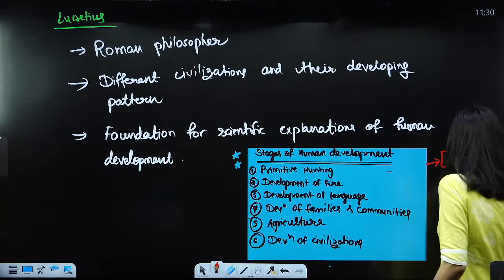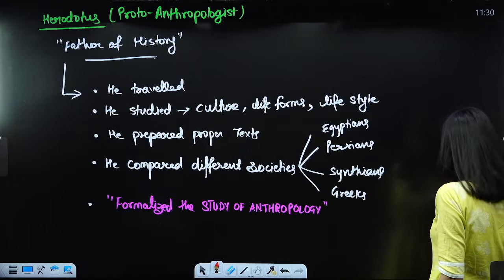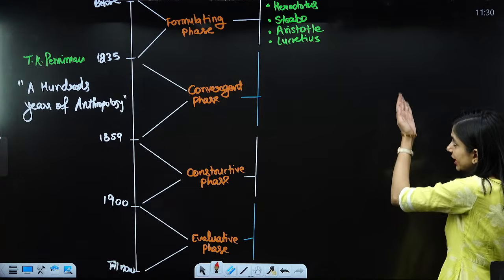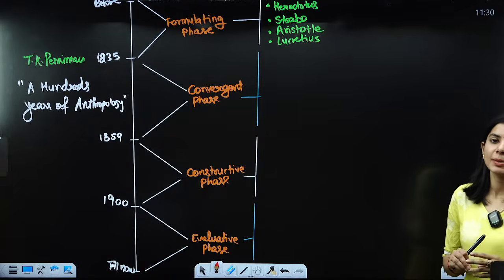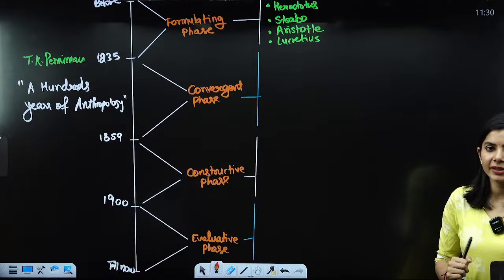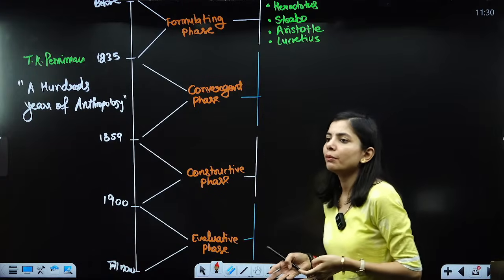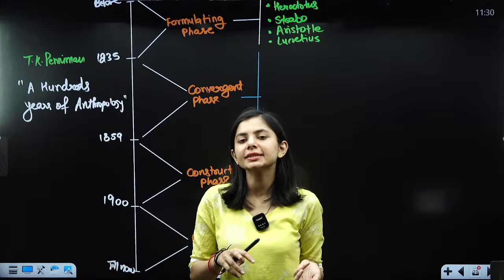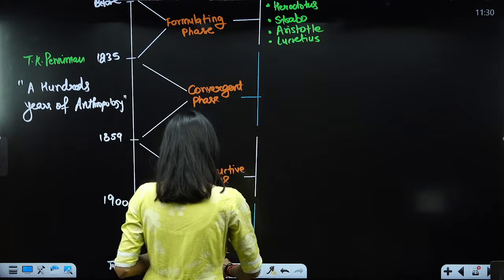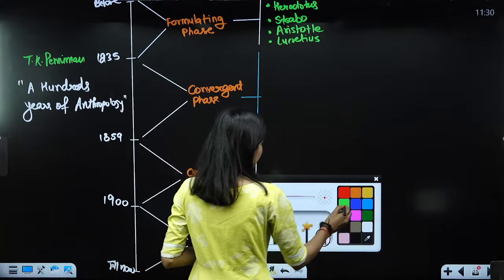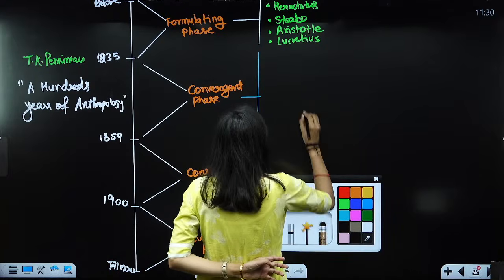Okay. So this was basically the contribution of the anthropologists for the formulating phase. The next part is the convergent phase, where the study of the different fields is converging into anthropology to serve the purpose. So in this part we are going to mention the convergence.